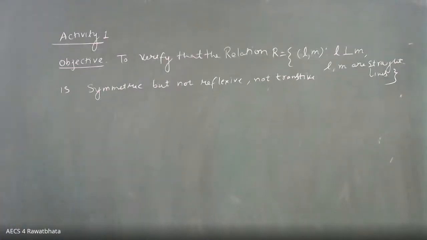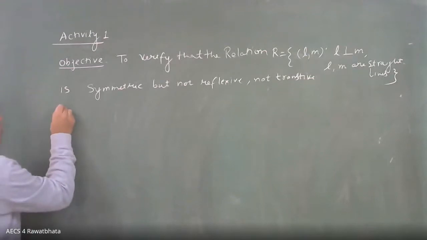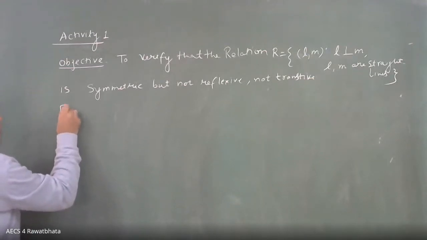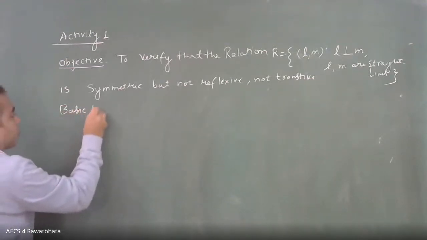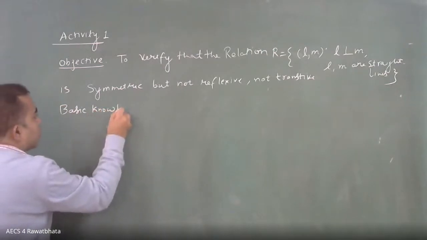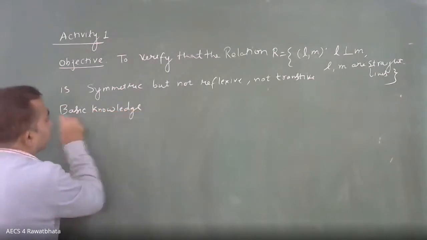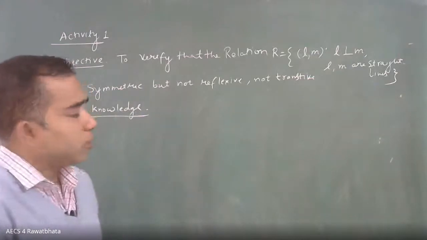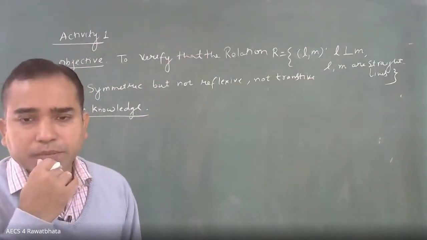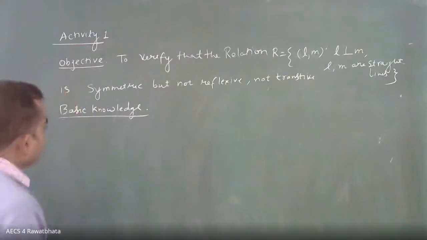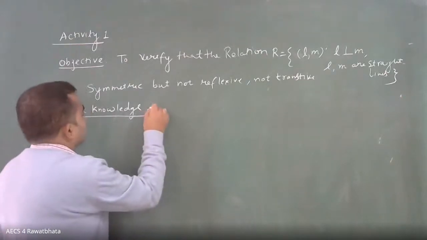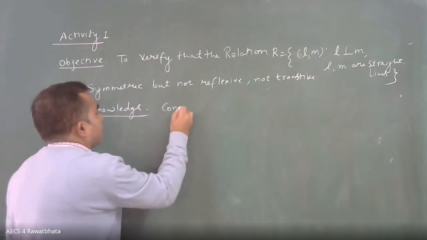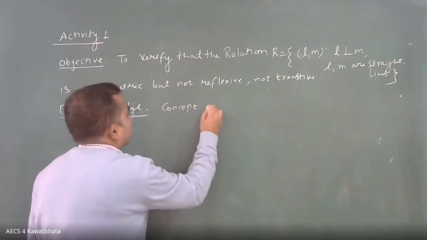Then the next is basic knowledge. For this, what basic knowledge may we need, students? What is to be written? Basic knowledge means the concept of relations. You should know that. What else?